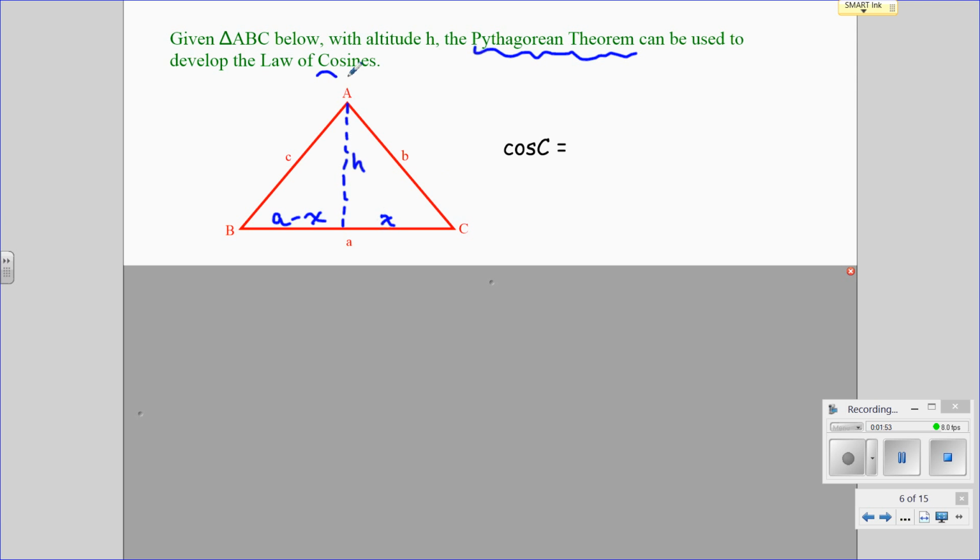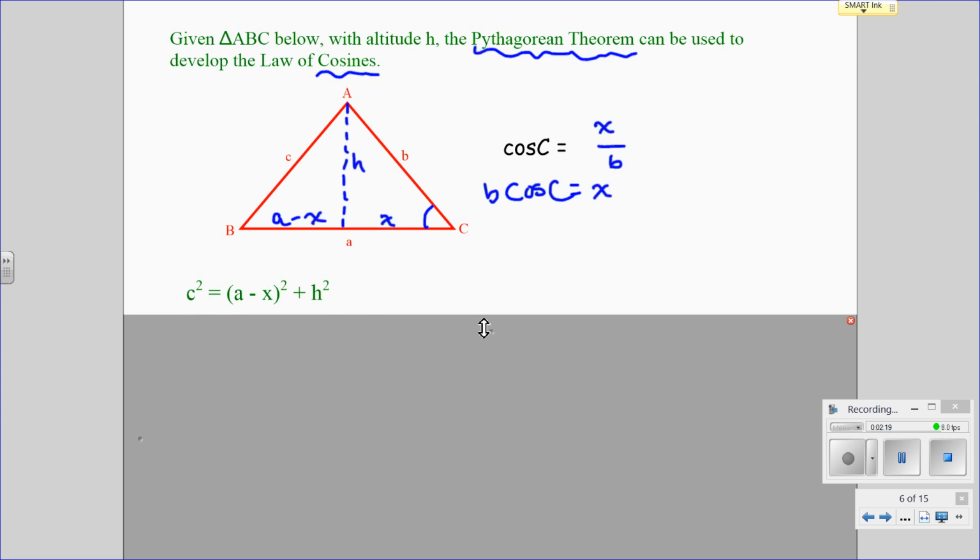Since this is a law of cosines, let's think about how cosine would play. So for example, if I were talking about this corner right here, cosine of big C, adjacent would be x over hypotenuse, which is b. So therefore, x would equal little b times cosine of c. And I'm just setting this idea up, and I'm going to come back later in just a moment and use it. So just starting with Pythagoras, if I just concentrate on this triangle on the left-hand side, the first one that I split my larger triangle into, I can set up c squared as my hypotenuse equals a minus x, one of my legs, squared, plus the height squared.